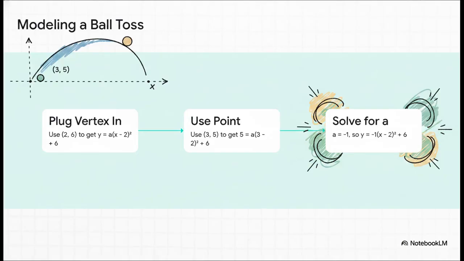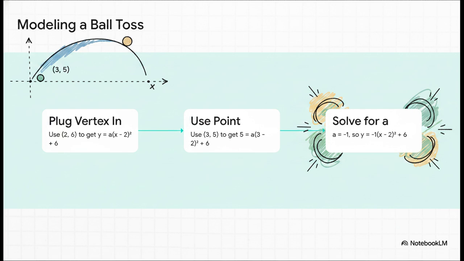Let's look at our very first example here, a ball toss. Imagine you toss a ball, and it reaches its absolute highest point exactly 2 seconds in at a height of 6 feet. Well, that gives us our vertex right there, (2, 6). We also know that at 3 seconds, it dropped down to 5 feet, so that's our point, (3, 5). Let's methodically walk through this, step by step. Step 1, we take our vertex form and plug in the h and k.